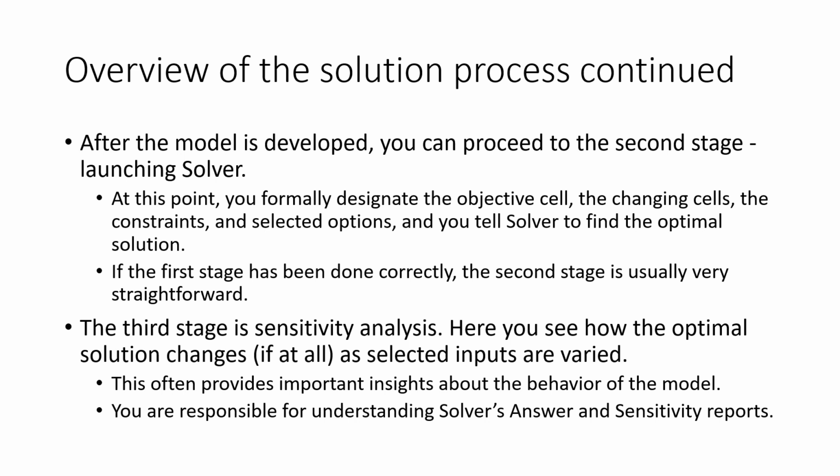Things like which type of approach you want to use for Solver, whether it's GRG nonlinear, evolutionary solver, or like we're going to do here, simplex LP. And then you just tell Excel, or Solver in this case, to find the optimal solution, and amazingly, it just does that. The third step is called sensitivity analysis, and it's at this step that we can see how the optimal solution would change, if at all, as a result of either changing your inputs or your constraints. And it is really important to understand the model really well before you can jump into the answer and sensitivity reports. But you are responsible for understanding Solver's answer and sensitivity reports.